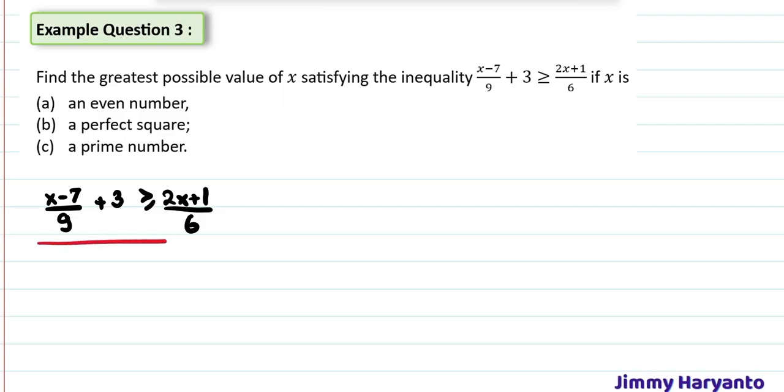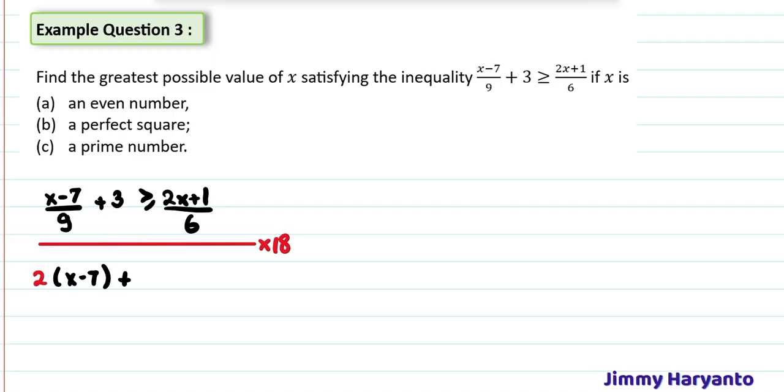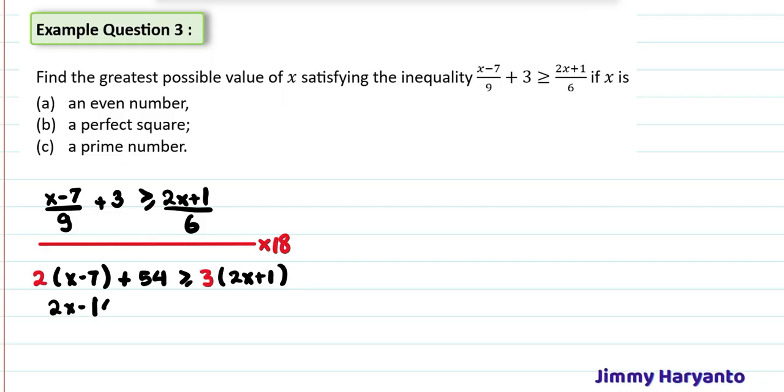Okay, to get rid of the denominator, I have to multiply them all by 18. That means 1/9 times 18 equals 2, and then open brackets, x - 7, and then plus 3 times 18 is 54, and then greater than or equal to 1/6 times 18 equals 3, and then times 2x + 1. Okay, and then I will multiply this. You'll have 2x - 14 and then plus 54 greater than or equal to 6x + 3.